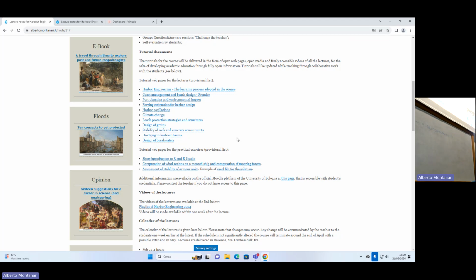What I mean is that you find a lot more things in these pages with respect to what is strictly necessary to prepare the exam. And these more things are just for making your background stronger, okay? Okay, now these links, first, let's click on one of them, like the third one, okay?